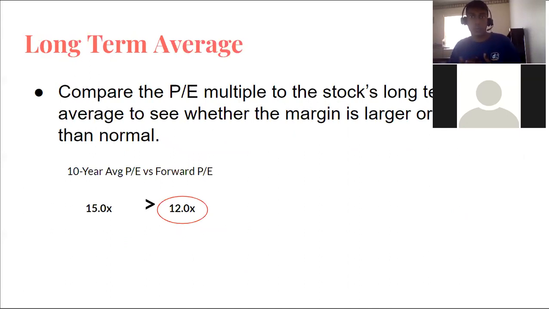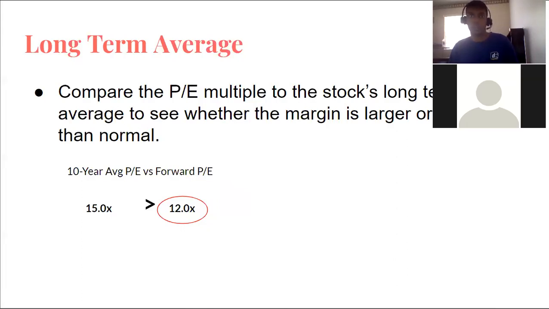So, going to long-term average. We can compare the PE ratio, the PE multiple, to the stock's long-term average to see whether the margin is smaller or larger than normal. If the stock's 10-year average is 15, for example, we can assume that the stock's PE, like YIC Corporation's PE, is temporarily cheaper than normal, and we may want to buy.